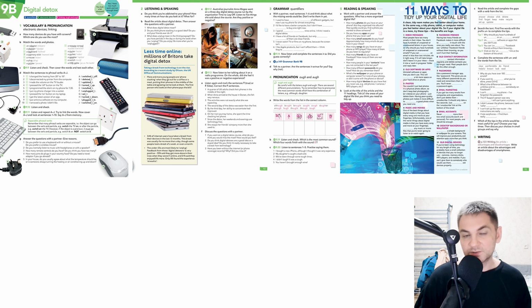Next, grammar, quantifiers. You will learn how to talk about how much or how many. You will study words like a lot of, too much, not enough, and a few. For example, I spend too much time on my phone. I have a few apps that I really use. I don't get enough sleep because I scroll before bed. You will complete sentences and then decide if they're true for you.